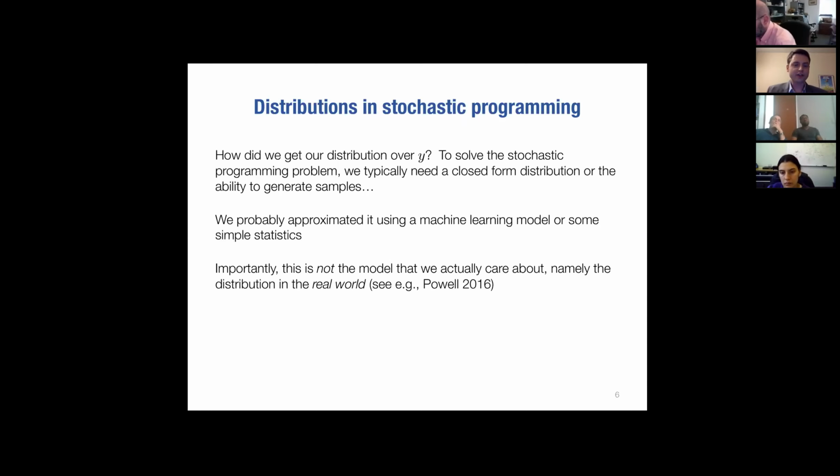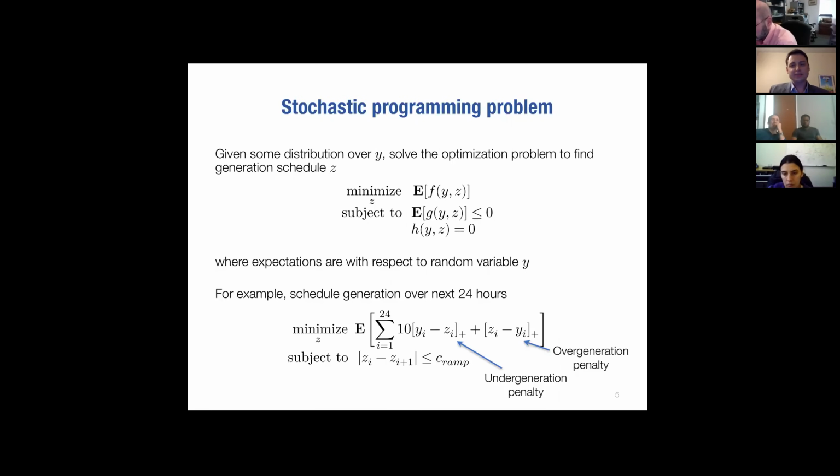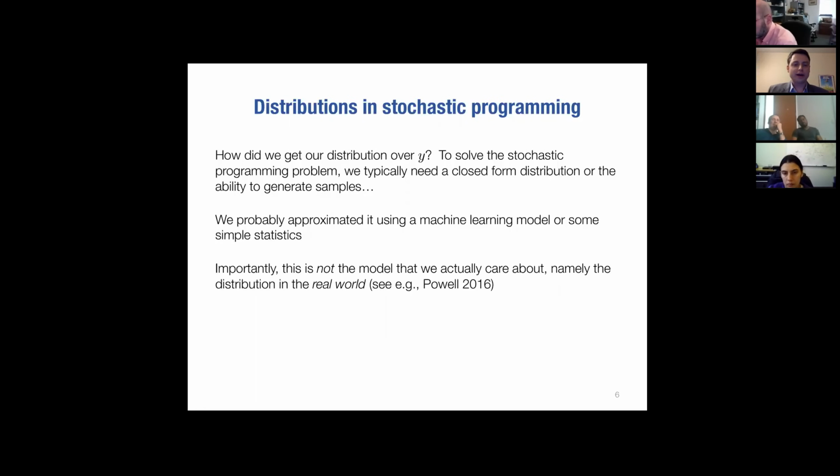How do we know what this thing actually looks like? Well, we probably go about approximating it, right? Either with some simple statistical method or using a more complex machine learning model. But importantly, and fortunately Warren and I agree on this point, despite what the stochastic programming community sometimes mistakenly thinks, this is not the real problem we care about, right? Solving this problem on the previous slide is using some approximate distribution of what's actually going to happen in the world. What we really care about is what happens when we actually run that policy, or use that allocation in the real world, right?